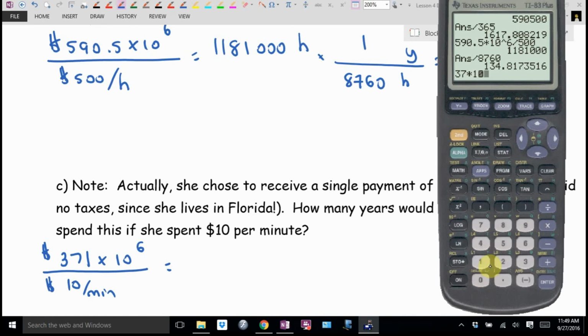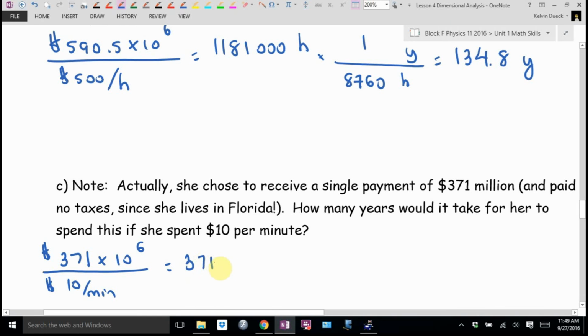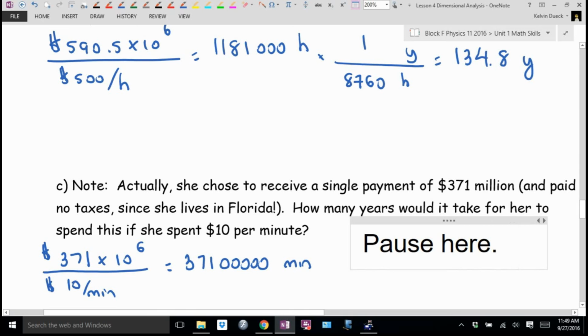371 times 10 to the 6th divided by 10. I missed the 1. Let's try that again. 371, that'll make a difference. And I get 371 with 5 zeros. Minutes. We'll find out if she can spend this in her lifetime next class.